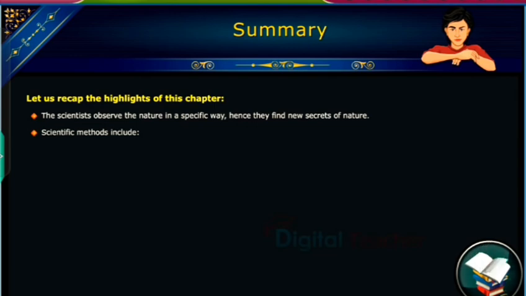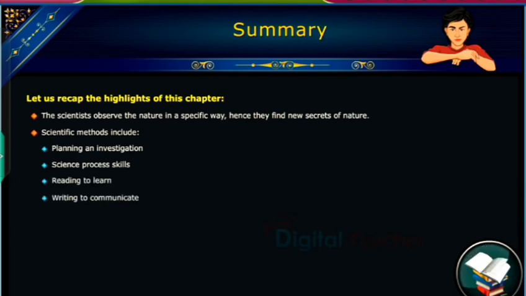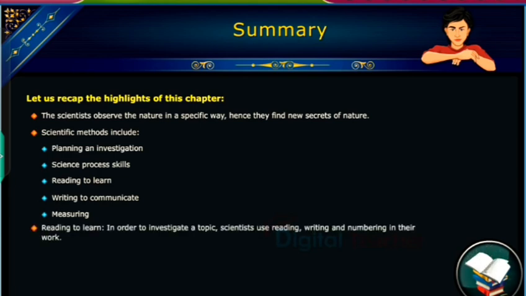Scientific methods include planning and investigation, science process skills, reading to learn, writing to communicate, measuring. In order to investigate a topic, scientists use reading, writing, and numbering in their work.